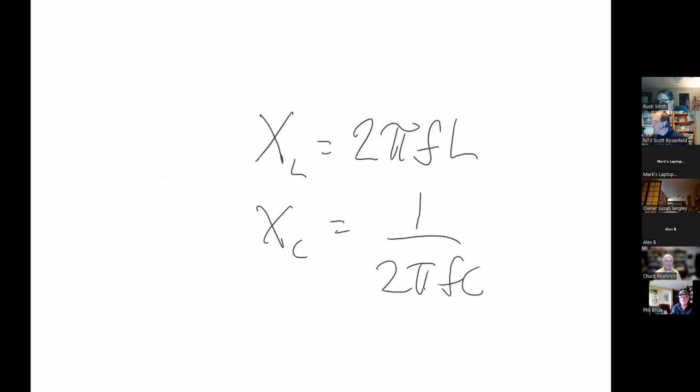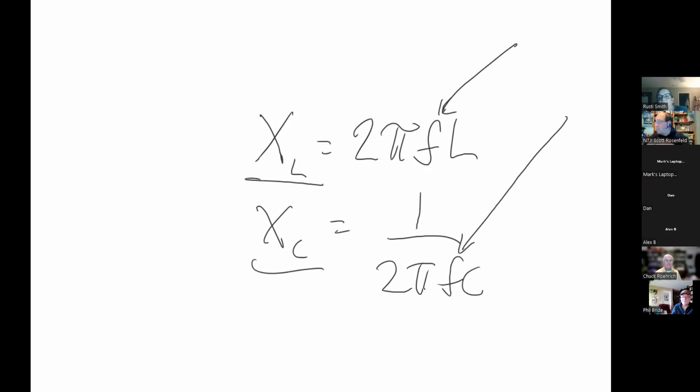What weird letter do you now notice is in both of those? Pi? Nah, pi is just a number. What's that letter right there? Frequency. Uh-oh. Which basically means that these reactances, these impedances of an inductor and a capacitor, are frequency dependent, which actually has some very, very profound results.